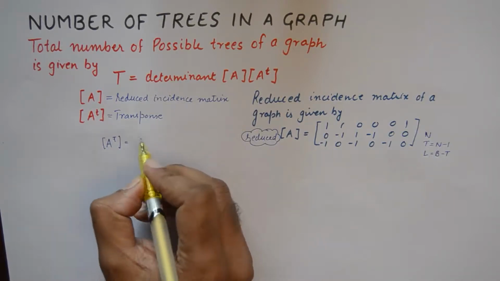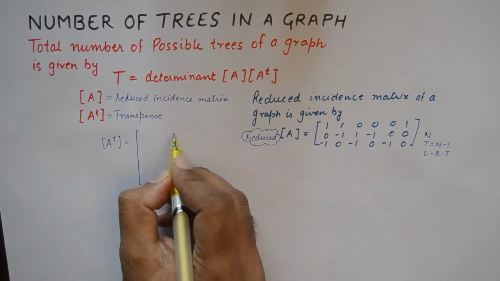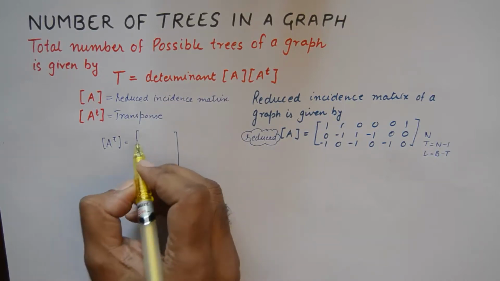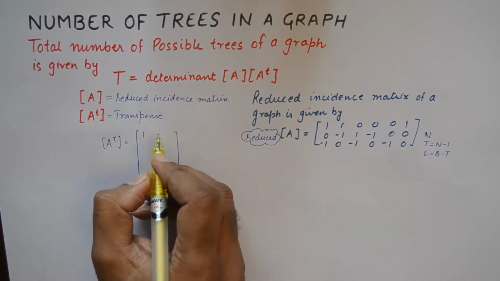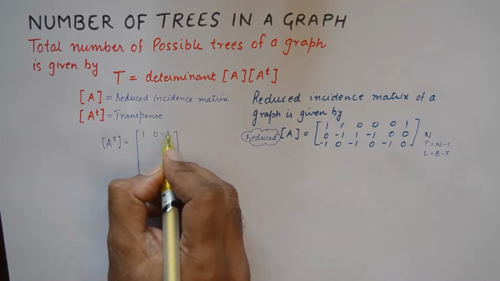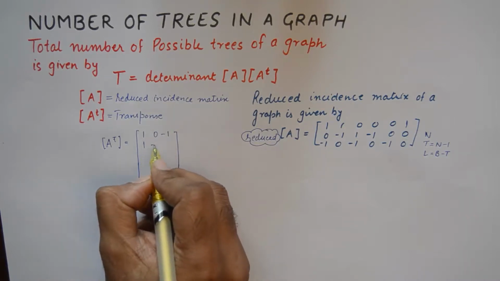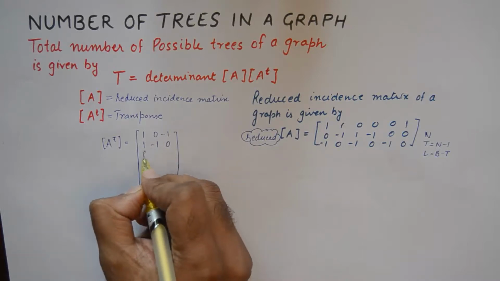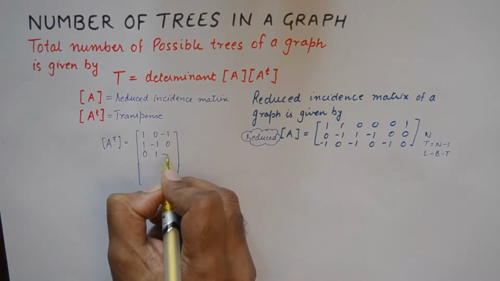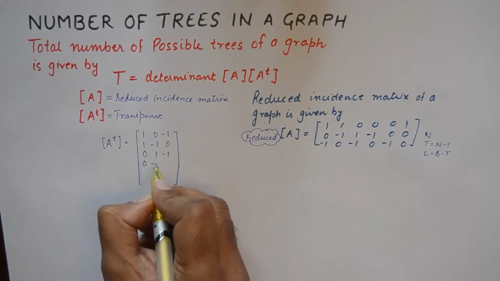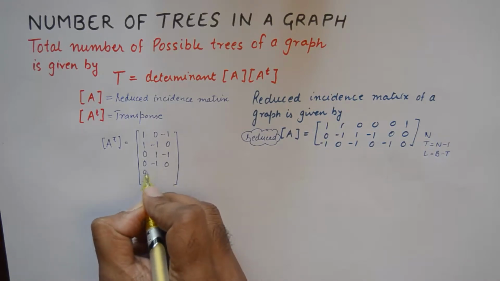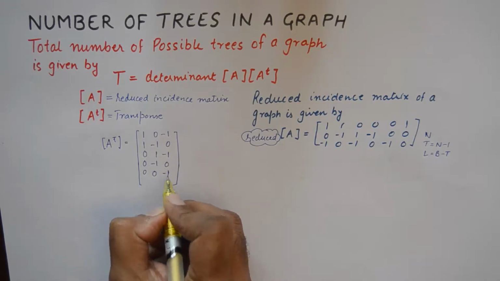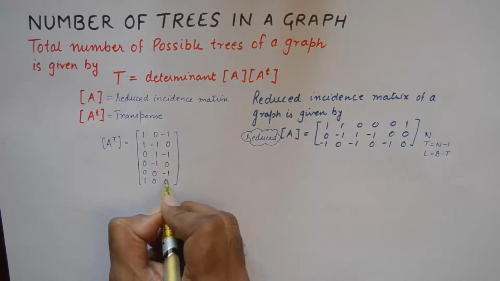Transpose of this matrix will be rows and columns interchanged, so it will become 1 0 minus 1 1 minus 1 0 0 1 minus 1 0 minus 1 0 0 0 minus 1 1 0 0.